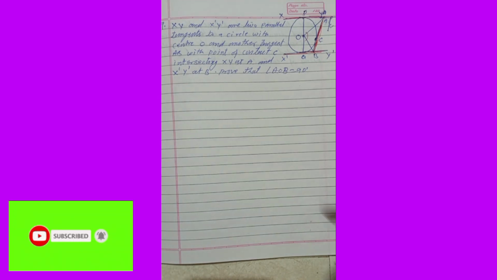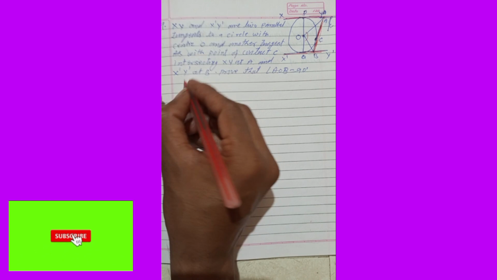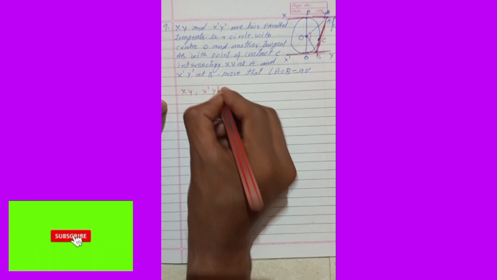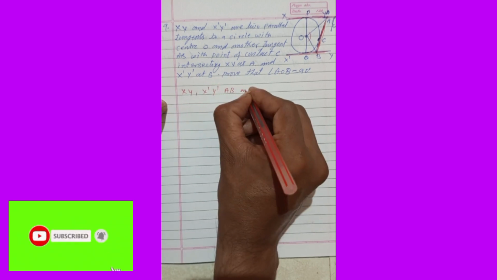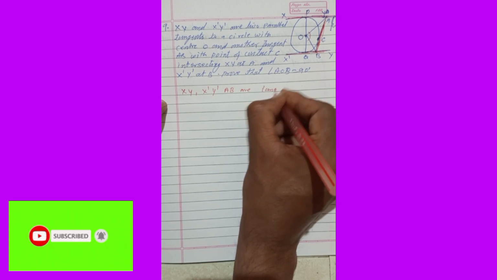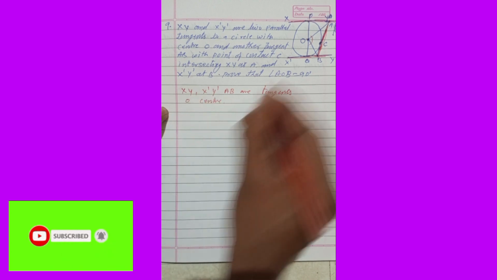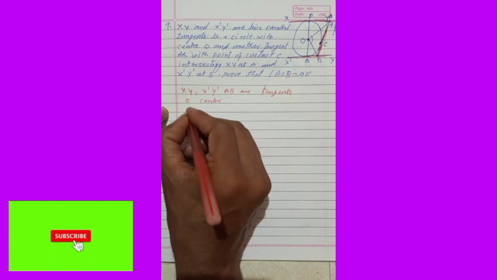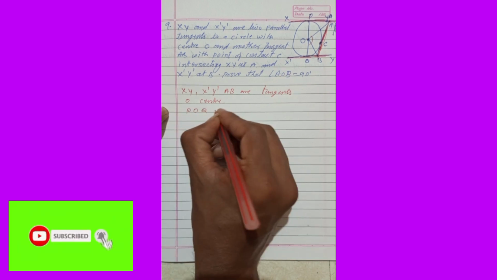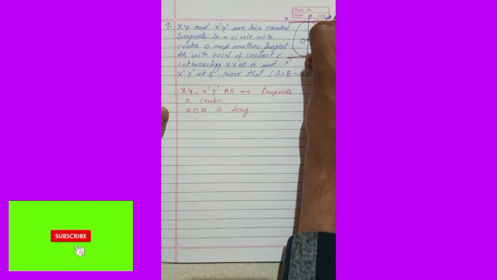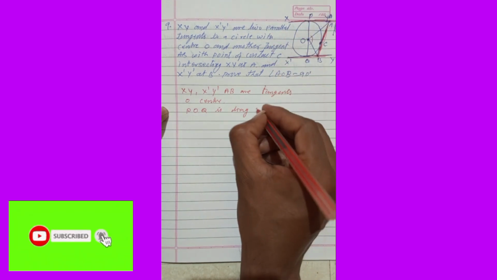To prove it, we are first making the contact by construction. What do we have to prove? XY, X'Y' and AB are tangents. All are tangents. Now O is the center, and this is P and Q. So POQ is a diameter. Because these are parallel, already it is given that they are parallel, it is a diameter.